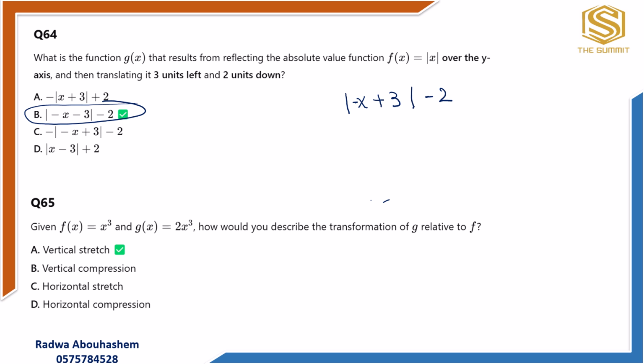Okay, given the function f(x) equals x to the power 3 and g(x) equals 2x to the power 3, what happened here? As you see here, you multiplied the whole function by a number greater than 1. So this means this is a vertical stretch.